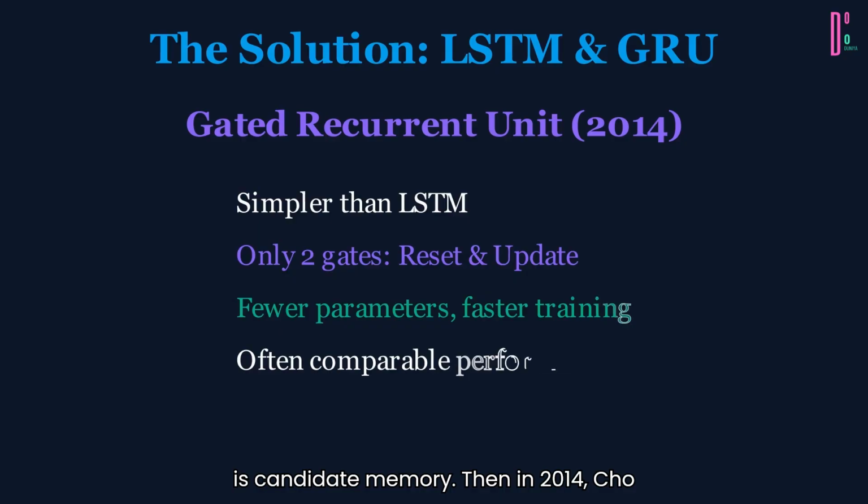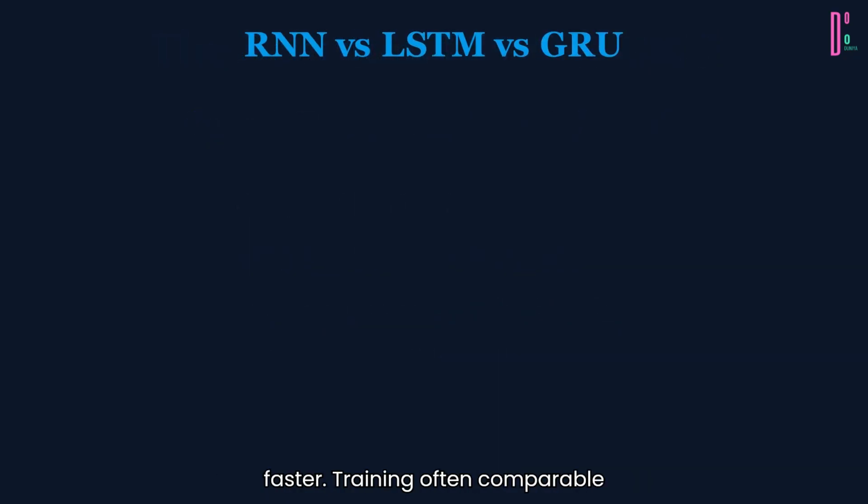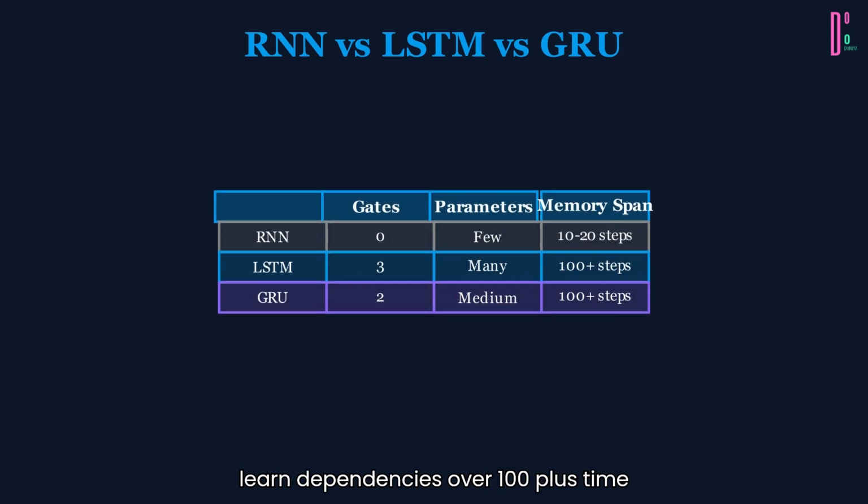Then in 2014, Cho introduced the GRU, Gated Recurrent Unit. It's simpler than LSTM with only 2 gates, reset and update. Fewer parameters, faster training, often comparable performance. Both LSTM and GRU can learn dependencies over 100 plus time steps. They're the reason modern NLP works.